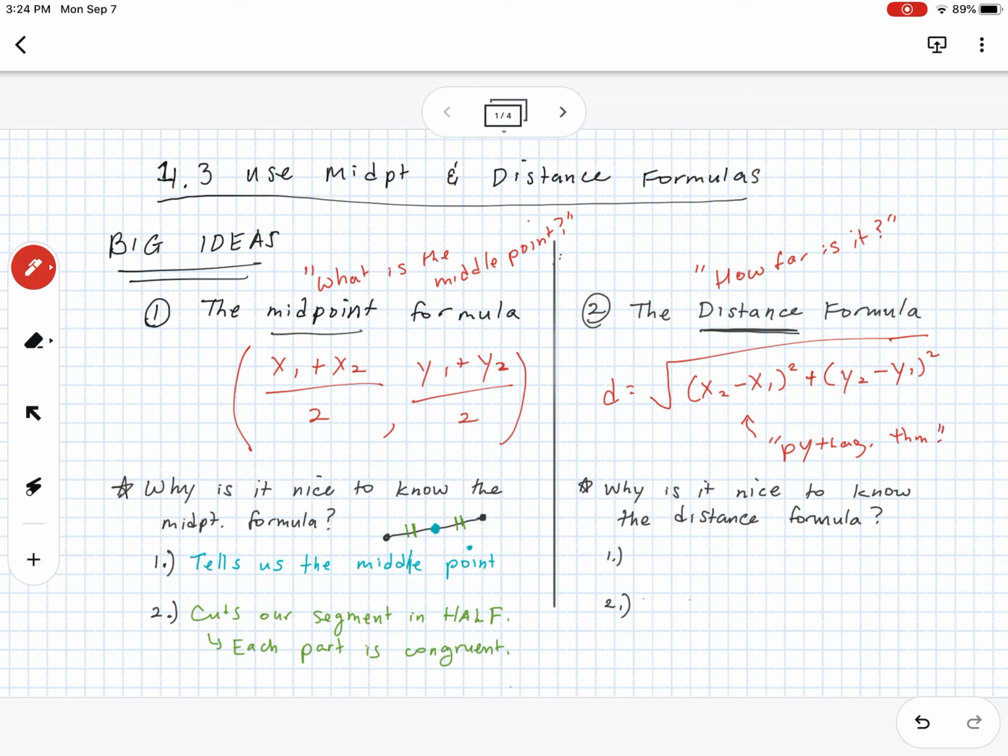And just keep in mind, this is similar to the Pythagorean theorem. So if you're ever wondering, oh, what was that distance formula again? Remember, a squared plus b squared equals c squared. So why is it nice to know the distance formula? Actually, there's just one thing for this. It's nice to know the distance formula because it tells us how far two points are. So if you have any two points on a graph and you want to know how far apart they are, you can use the distance formula to find them.